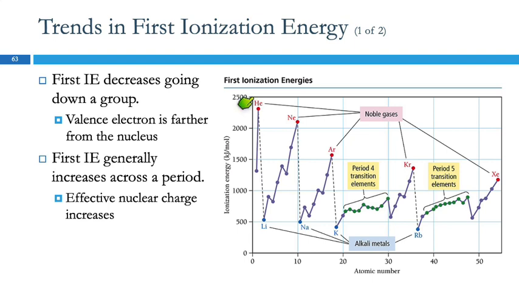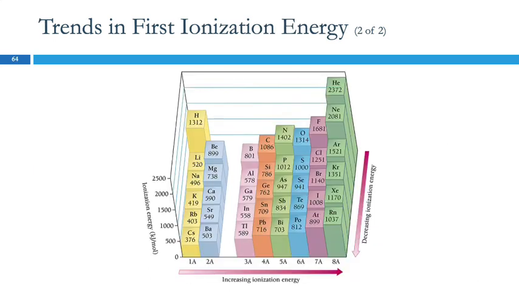So with these smaller atoms, it's harder to take the electron from them, so the ionization energy is larger. If we're looking across a period, going from lithium to neon, generally it increases. There are some zigzags in here, but generally it increases, for the same reason: the atoms are getting smaller because the effective nuclear charge is greater, right? So ionization energy increases as you go across, and it decreases as you go down.